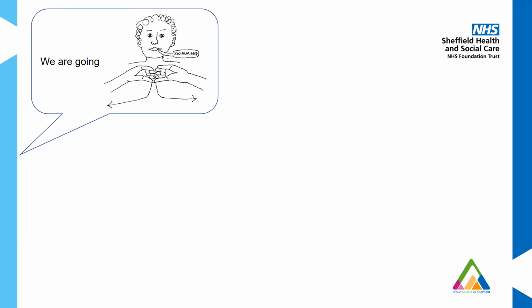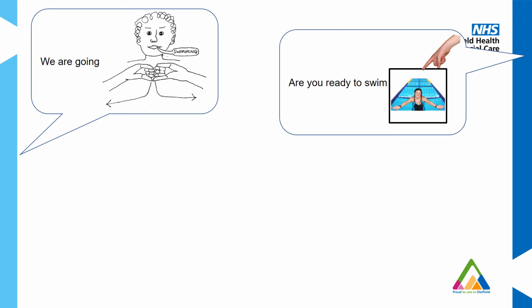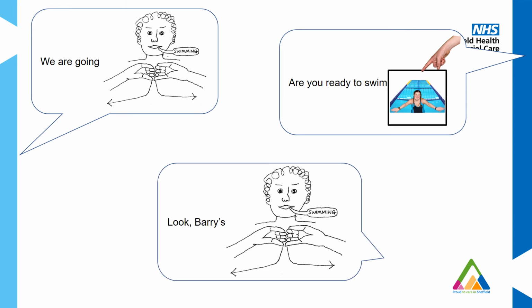For example, you can introduce the sign or symbol for swimming when offering the activity, and keep using it during the journey to build an association between the visual and where you're going. Use it again on arrival at the pool, making sure you're using your words as well as your sign or picture. Use it to ask, "Are you ready to swim?" once you've got your swimming costumes on. And again to say, "Look, Barry's swimming," when you're in the pool.